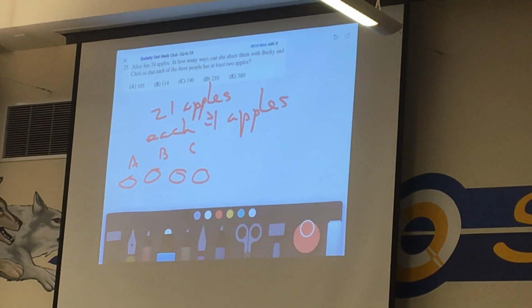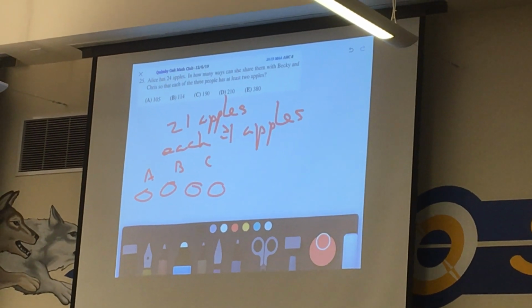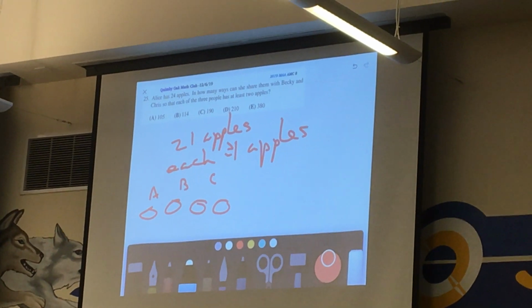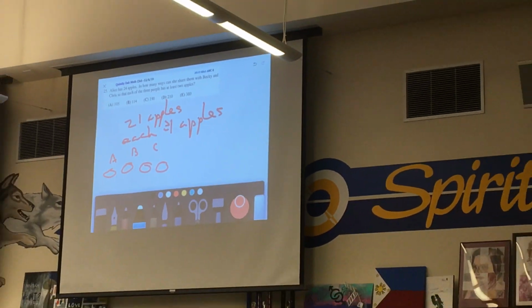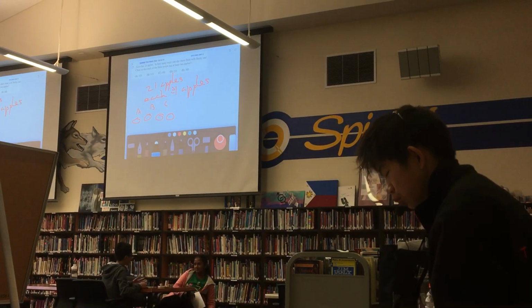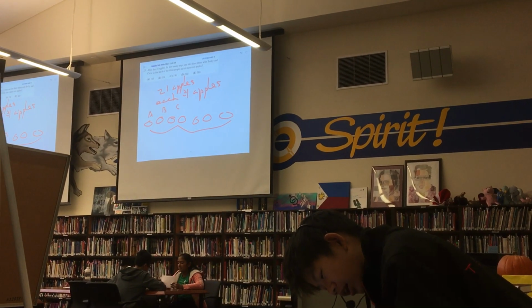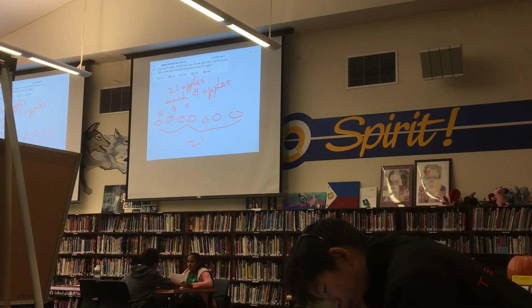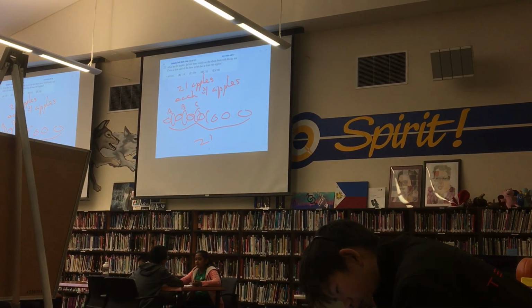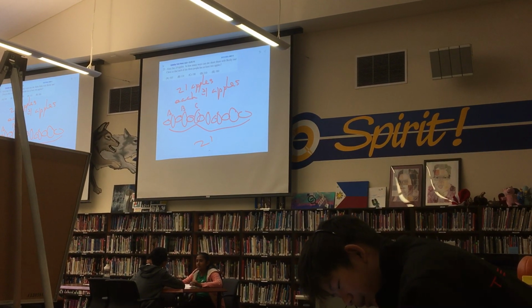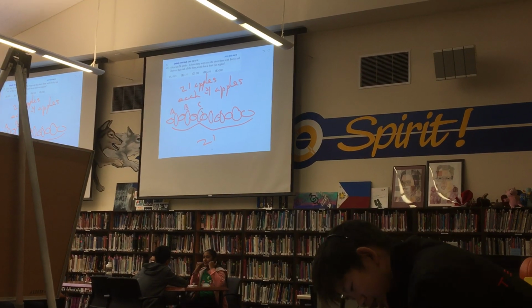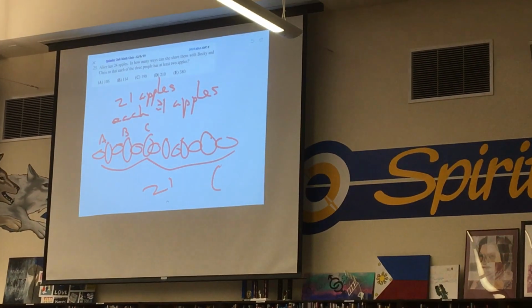So let's extend to the case where she has 21 apples. She's already given each of them 1 apple, so now for 21 she just has to have each person get at least 1 apple. So then you have a grand total of 21, right? How many different slots are there to put the dividers in? That would be 21 minus 1, right? So that's going to be 20.